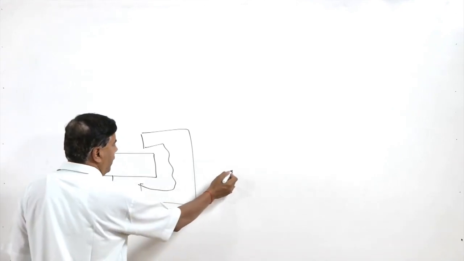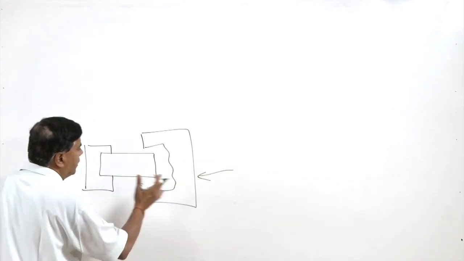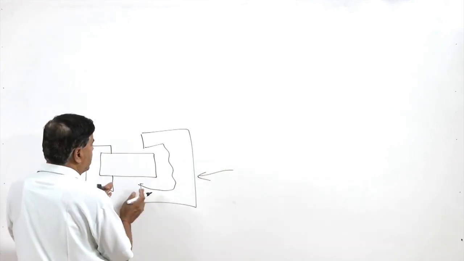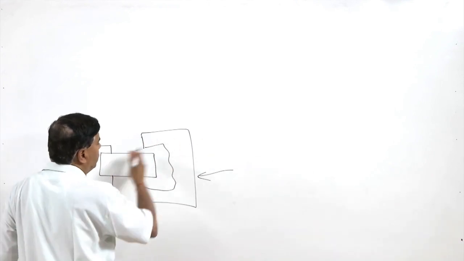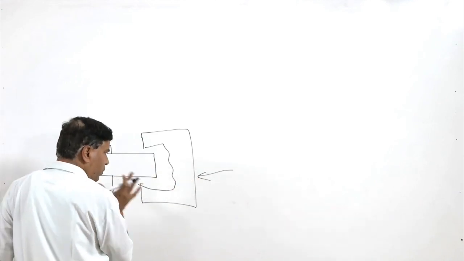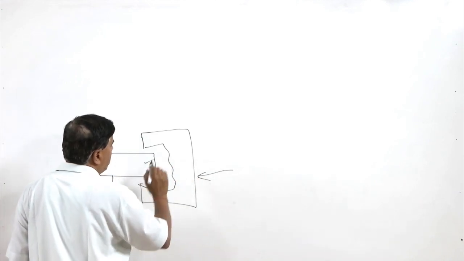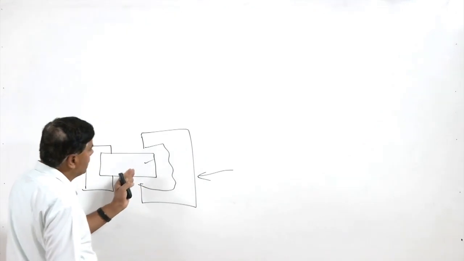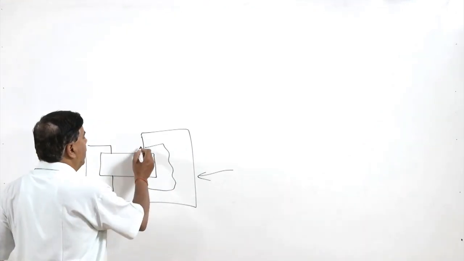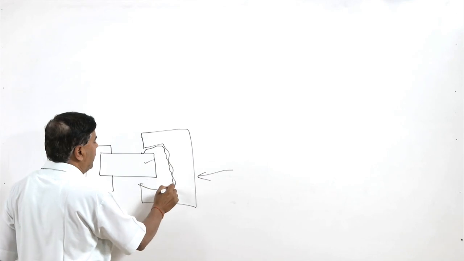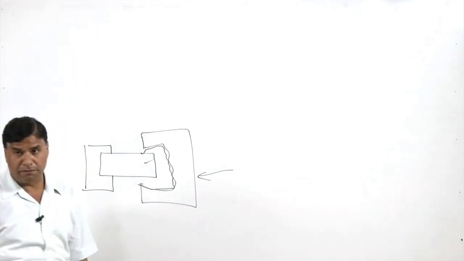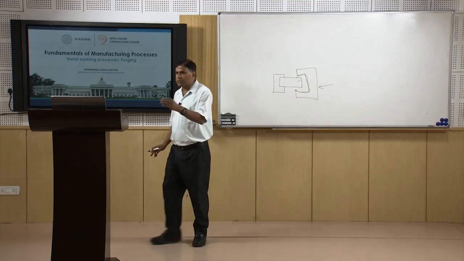It will be moved, coming closer, and once the dies are closed, the flow of the metal will take place. As it moves, the dies will close gradually. In the meantime, the stock will be upset, and the flow of the metal will follow the path of the internal surfaces of the die cavity. So, this is what is achieved.